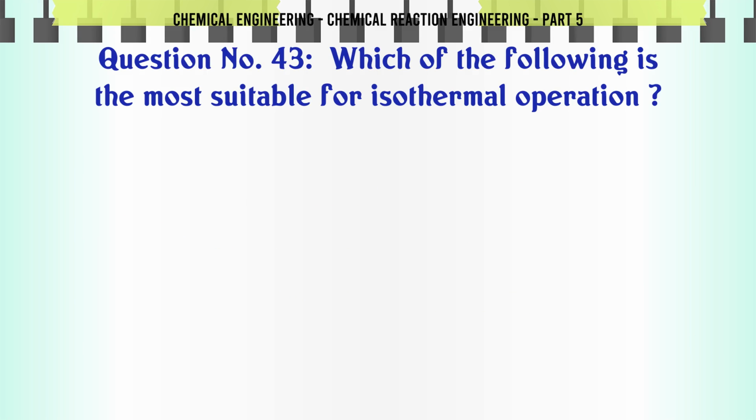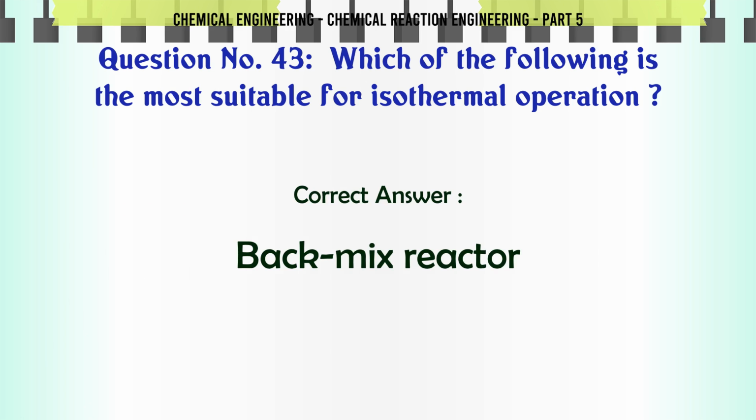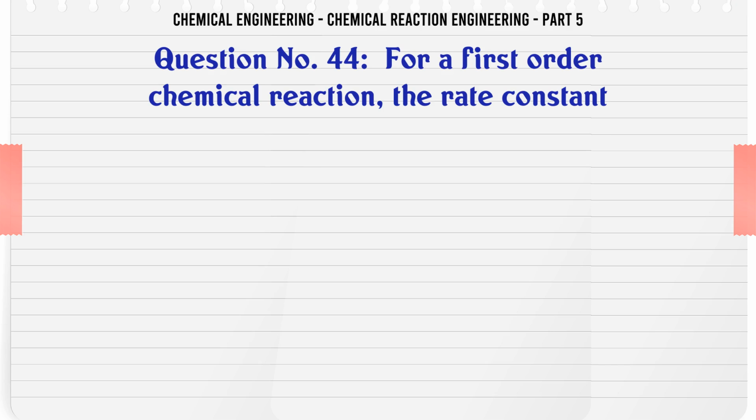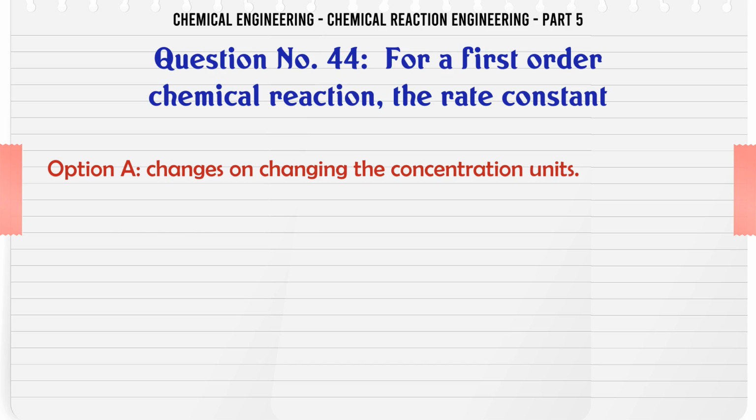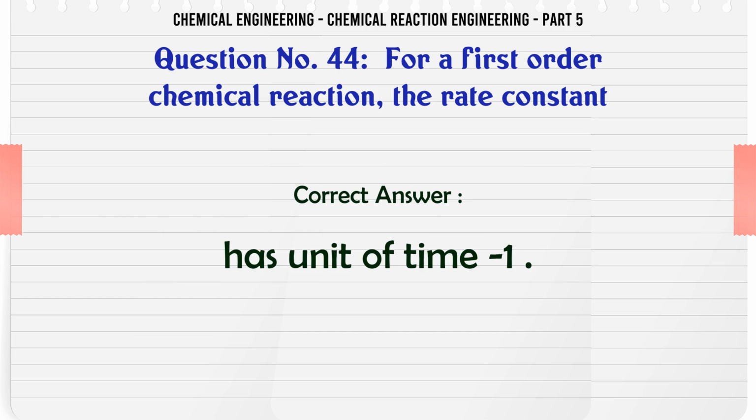Which of the following is the most suitable for isothermal operation? A. Batch reactor. B. Back mix reactor. C. Plug flow reactor. D. Fixed bed reactor. The correct answer is back mix reactor. For a first-order chemical reaction, the rate constant A. changes on changing the concentration units. B. is not a function of the unit of time. C. has unit of time^-1. D. None of these. The correct answer is has unit of time^-1.